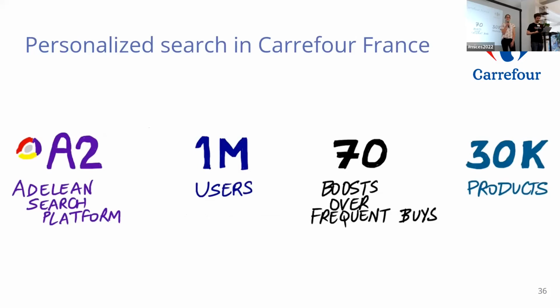So, last part of this presentation, we'll give you some ideas of an example we have at Adeline. We are working at Carrefour France as a search platform. So we provide all the search platform for Carrefour. It's 1 million users, and with personalization, we apply boost over 30,000 products. So we will present you a very simple case of personalization. This is an MVP, a first start of using data platform data for improving search.